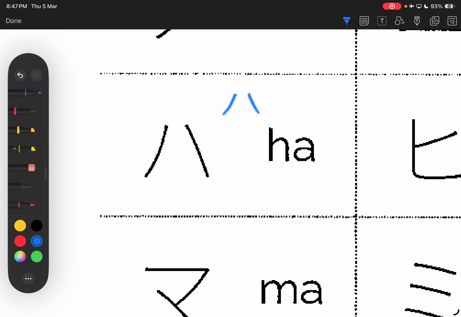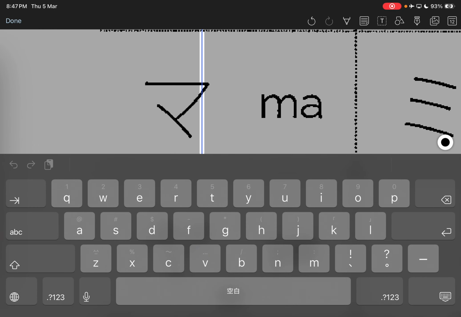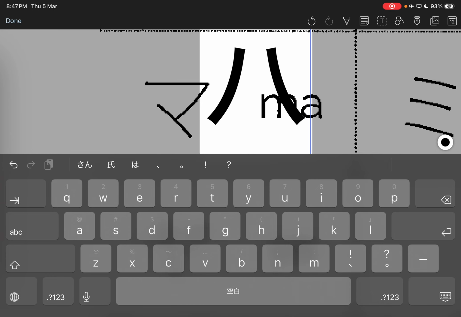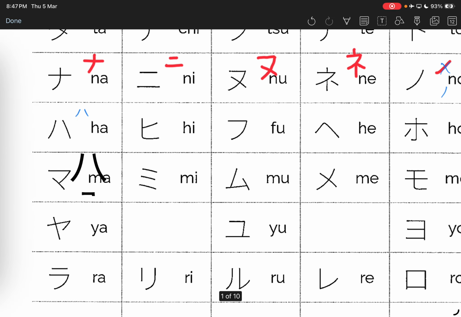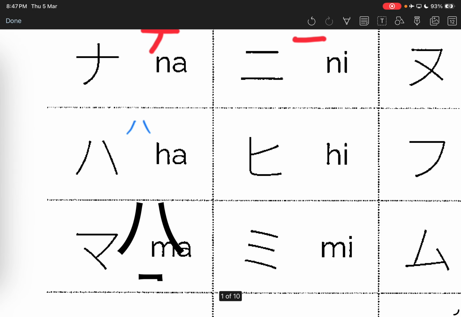In case you're wondering, the character for 8, we have ha and ha. The right side is the Chinese character and the Japanese character for the number. The left side is the katakana for ha. So there is a difference, right? There is a difference when you're typing. When you're writing, it looks very similar. So ha.